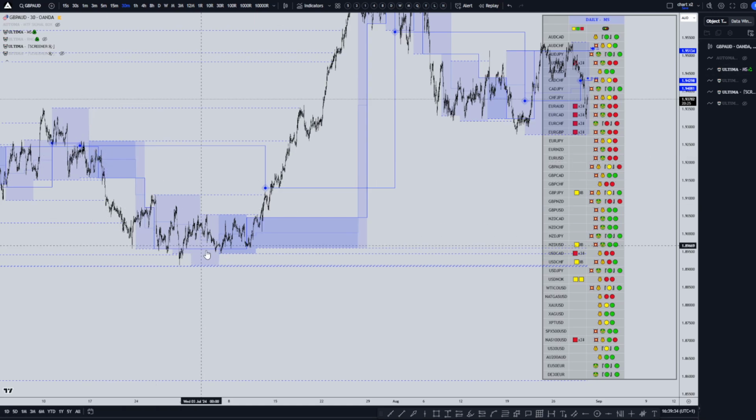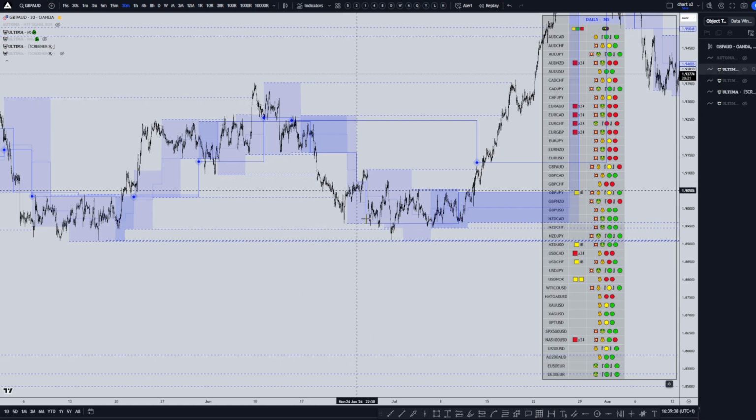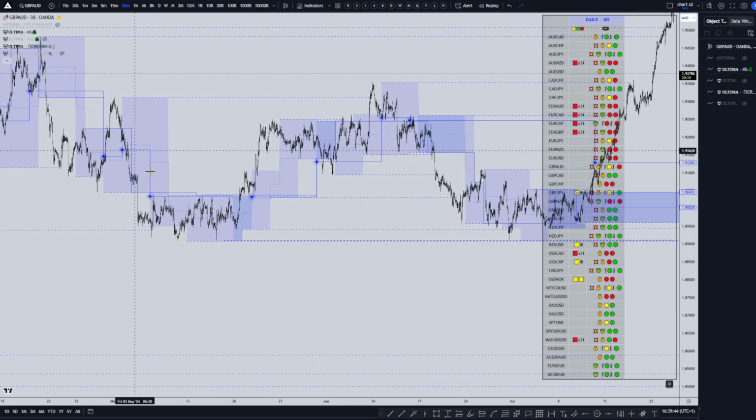A trend reversal from down to up, like here. In this case, again, from up to down. In this case, up, reaccumulation, up. In this case, again, down to up.